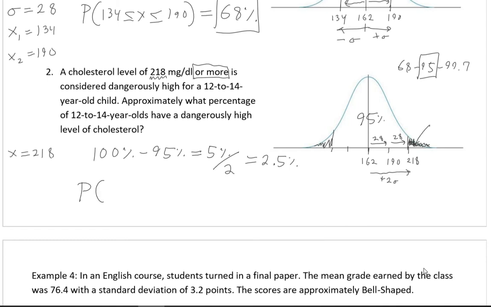So the probability that x is greater than 218, I get is 2.5%. So that's what I'm looking for. 2.5% up there, and also 2.5% up there. We don't really need it, but it shows that the full curve is still 100%. All right. Hopefully you're noticing how important the empirical rule is, and also applying the simple concept of symmetry, that the left side is equal to the right side.